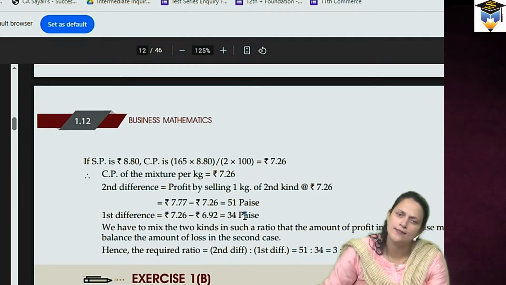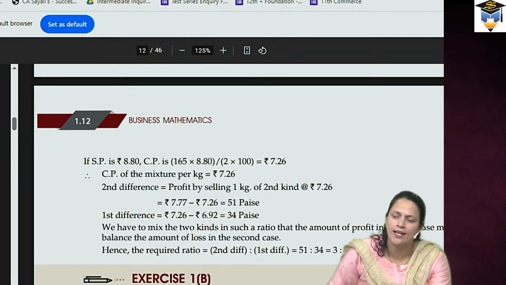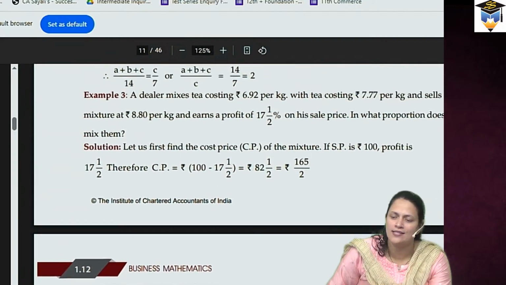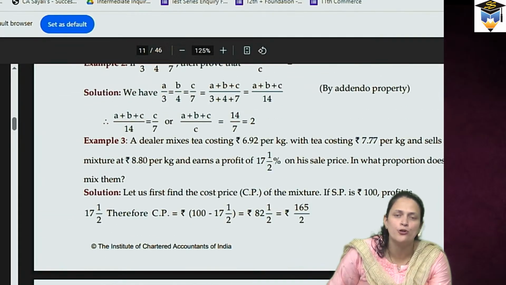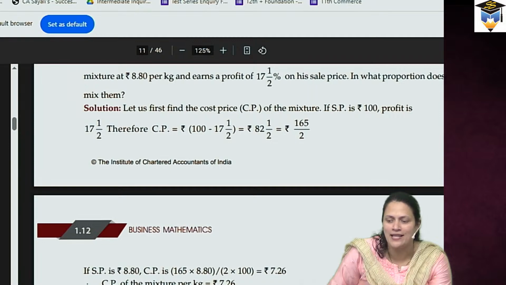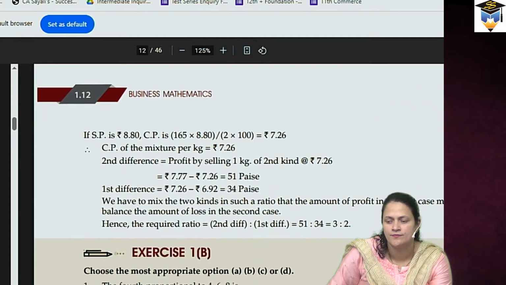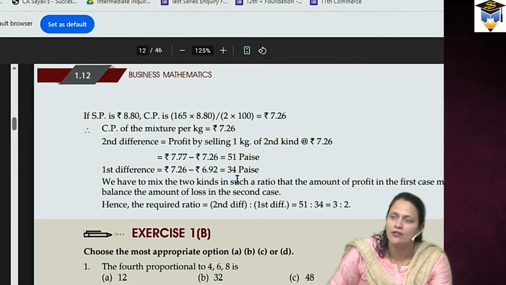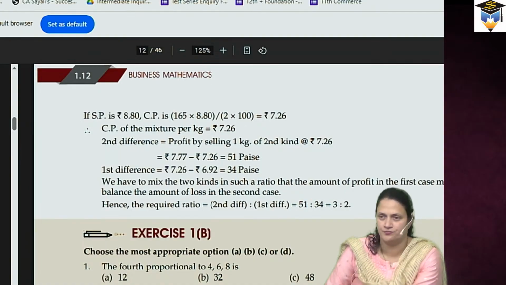Have you understood this? What have they asked us? You have to find out in what proportion you have to mix them. So basically they have asked for the ratio, correct? Ratio of the price. 51 upon 34, that is nothing but 3:2.